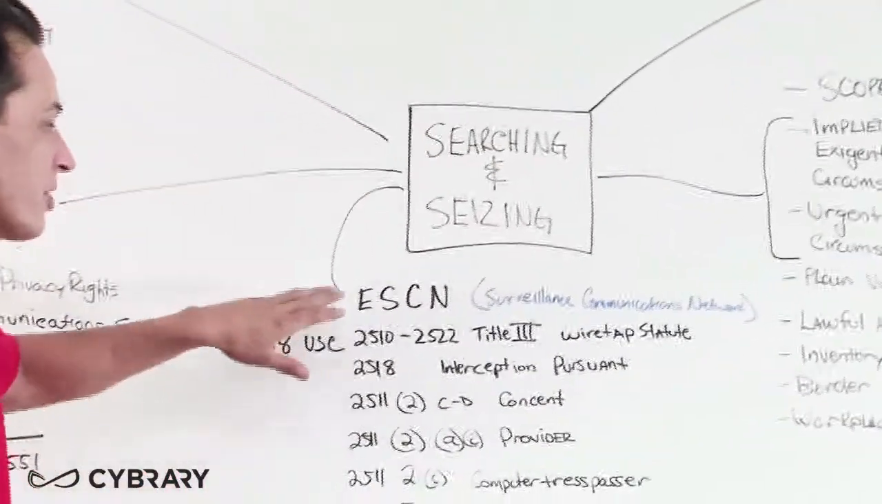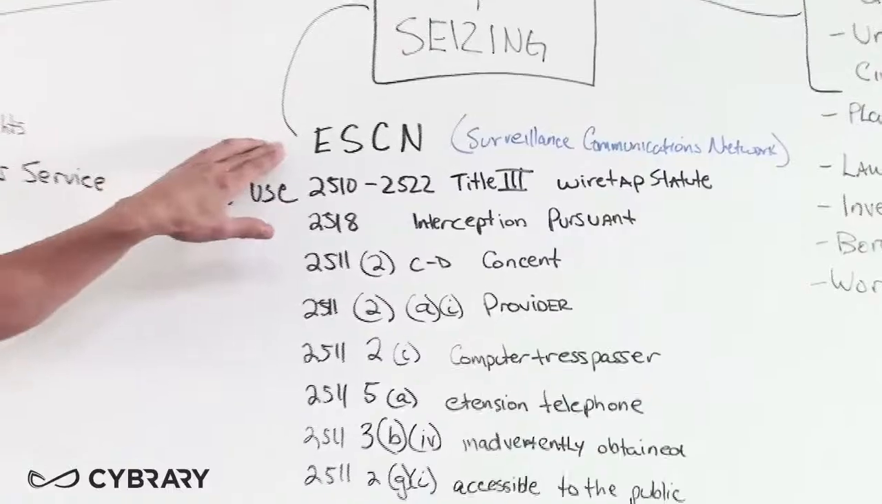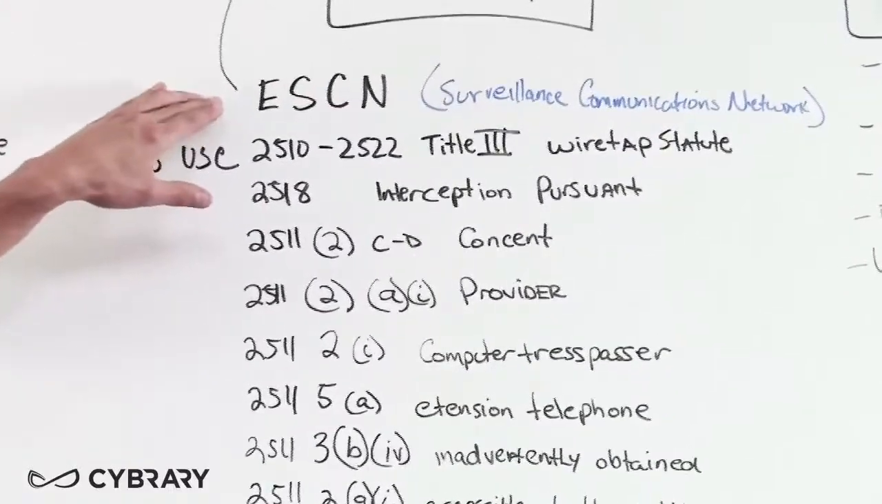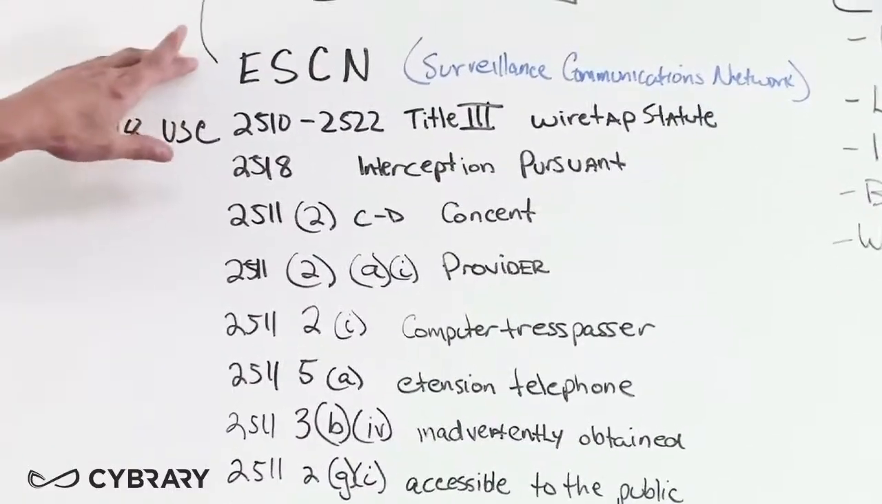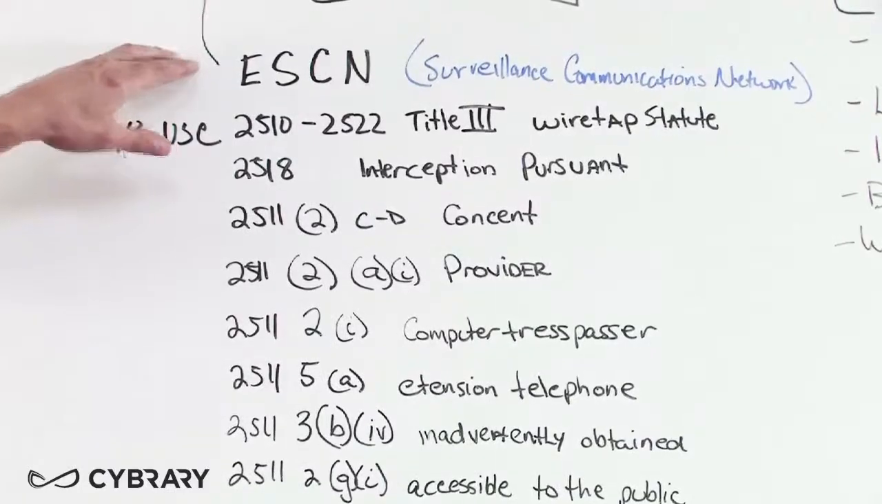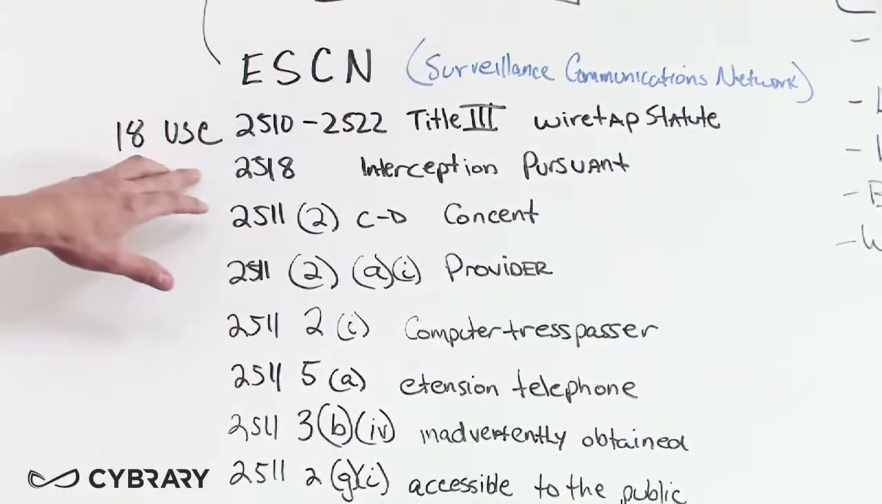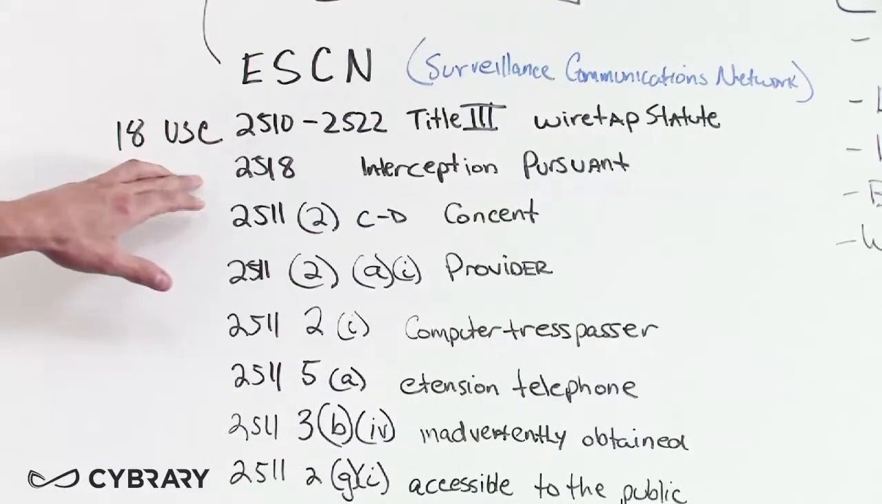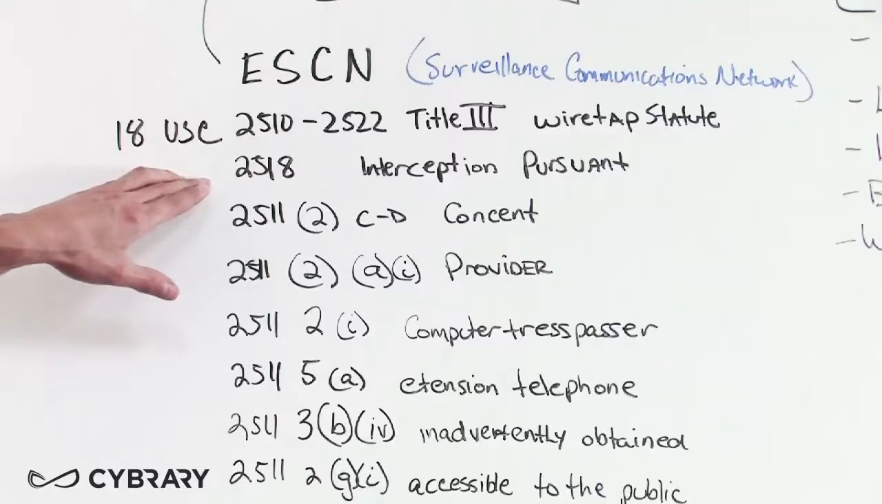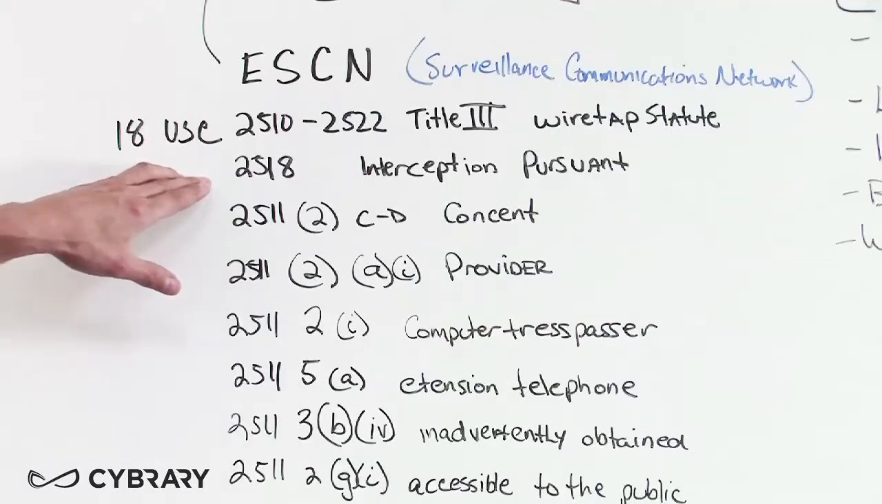Next you have the electronic surveillance communication networks. There's a whole bunch of statutes and laws and codes that you're going to want to be familiar with in the legal sense. First is 18 U.S. Code 2510 through 2522. This is basically your wiretapping statute. We're just going to do a high-level run through these, and we're going to take a closer look at each one of them a little bit later on. So bear with me. We're just going to run through them.